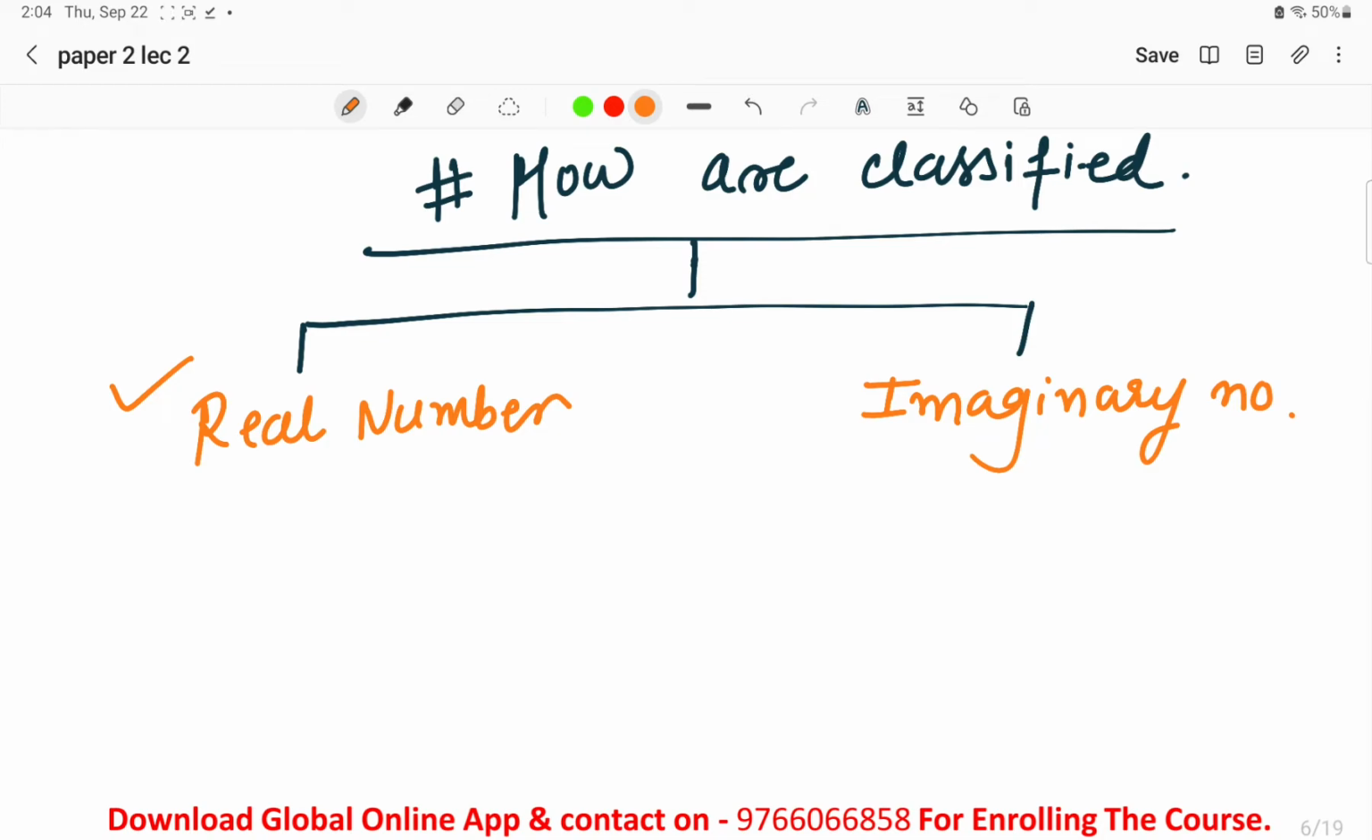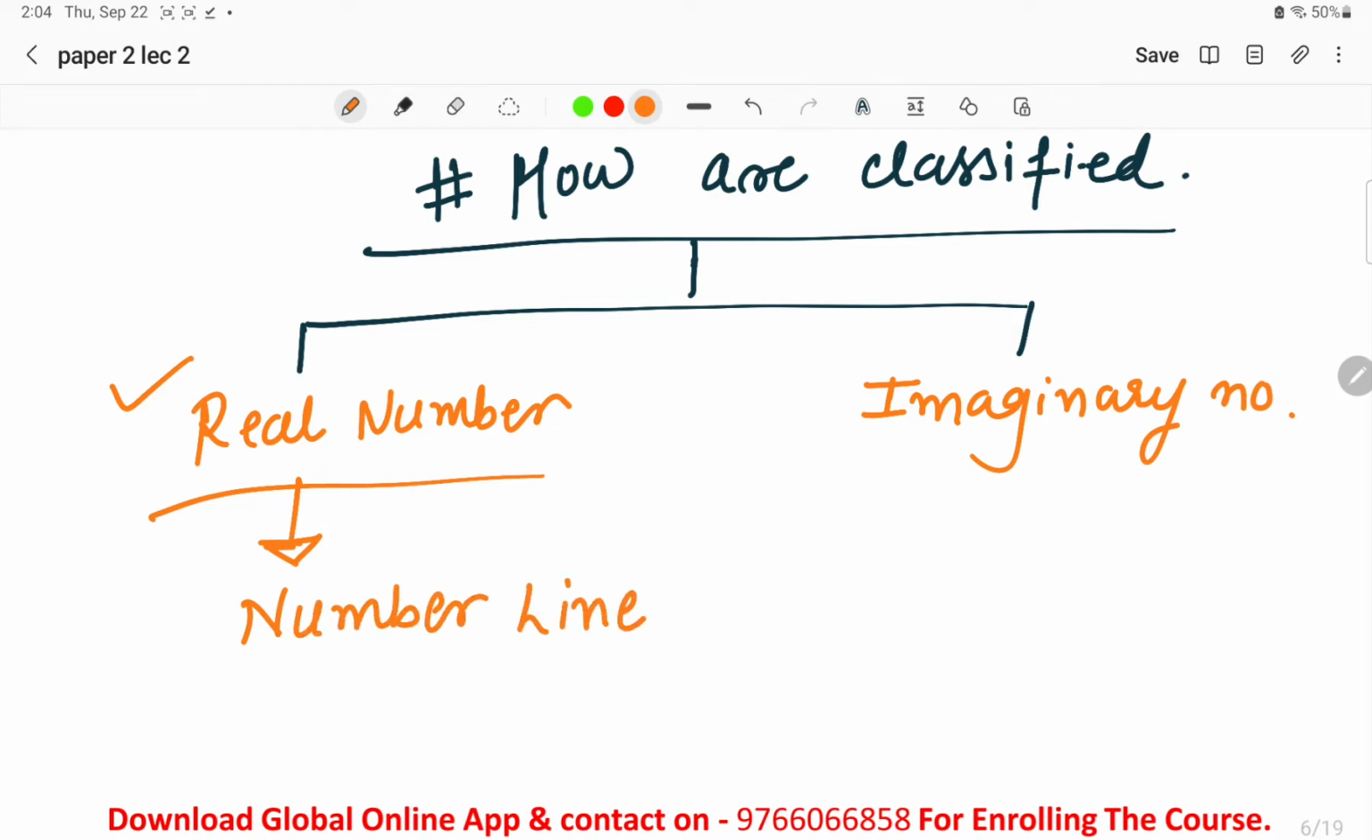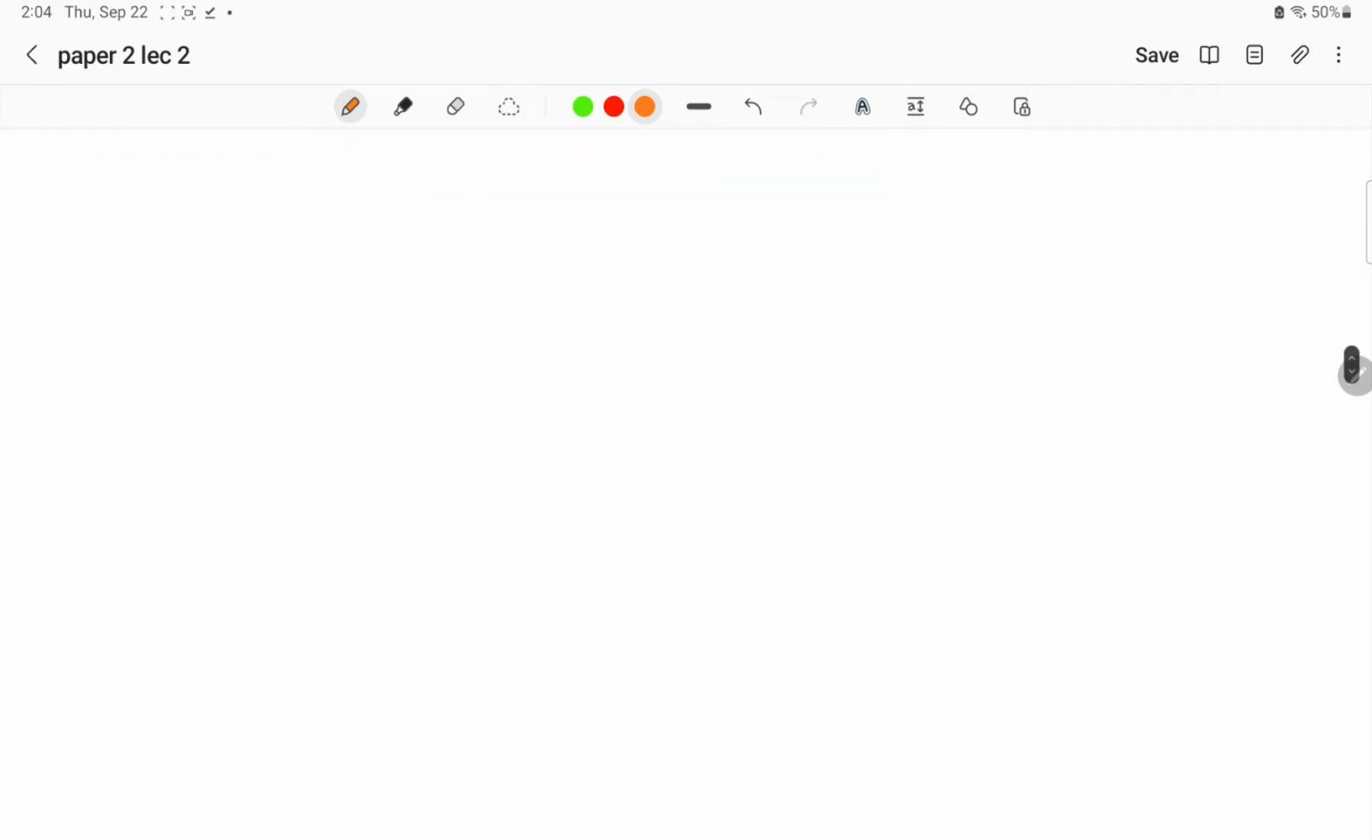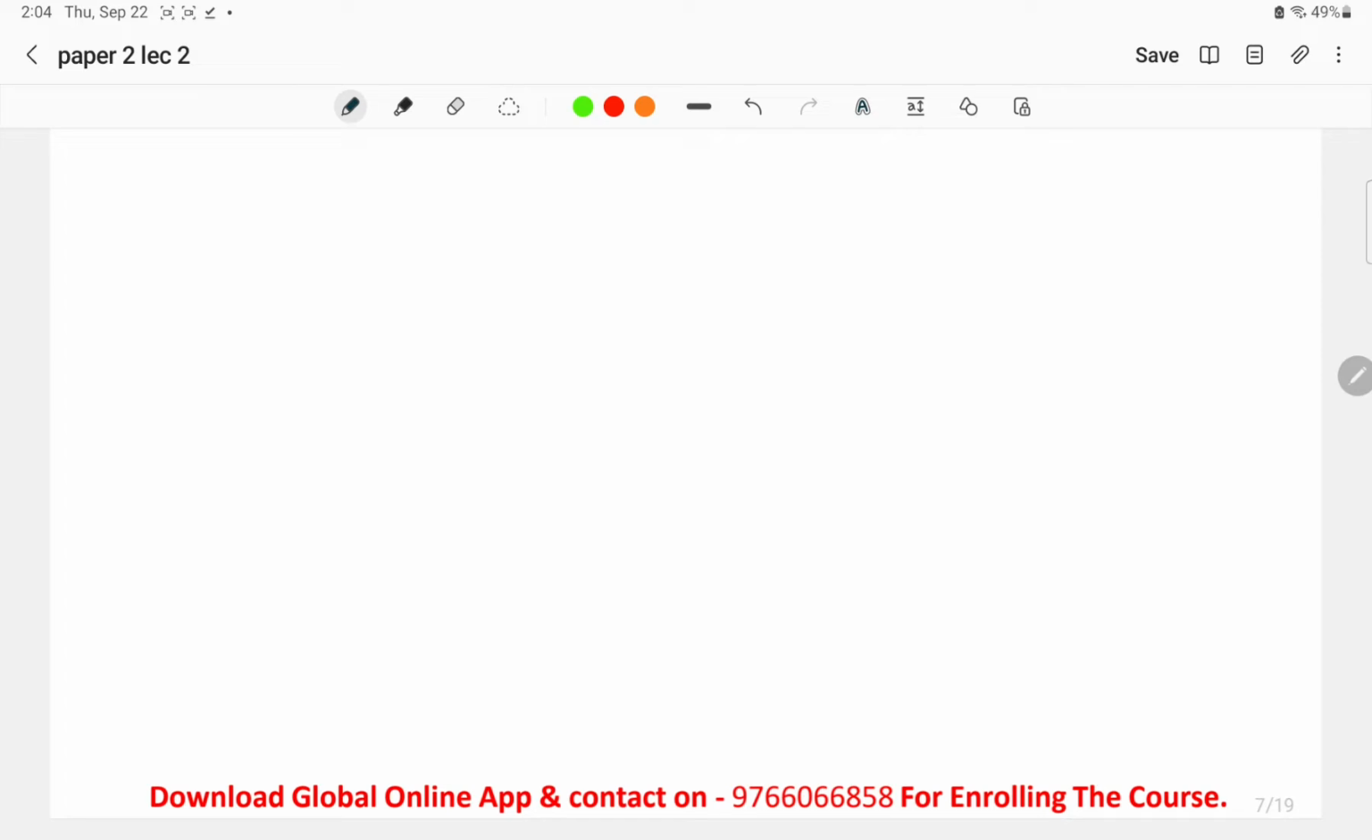The real number, for understanding that, we'll go through a point, that is the number line. What is the number line? Let us discuss that first for understanding the real number. Now in number line, if we try to remember, in our school times there was one topic in the number system, that is the number line. Now what is number line?